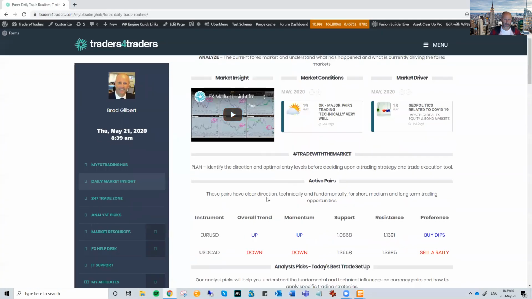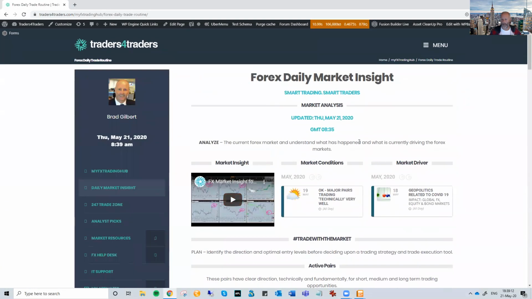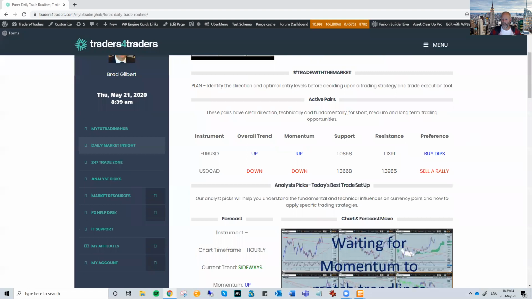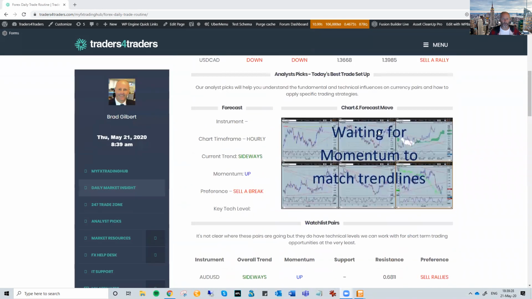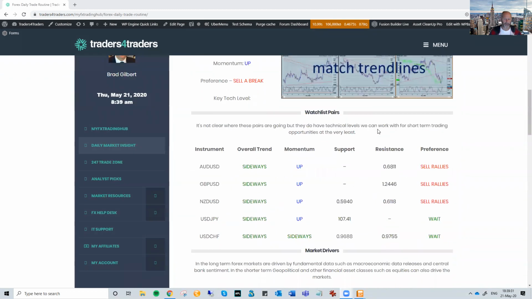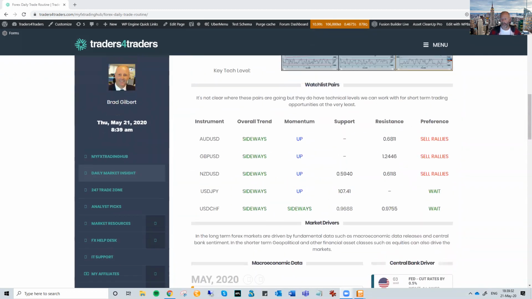There's been no change. If I come back to the Forex Daily Market Insight, no change in the active pairs. The active pair is still euro and dollar CAD. Euro still looks like it wants to go up. And dollar CAD looks like it wants to, well, not necessarily go down, but it's still down there. So I'm waiting for clearer momentum for a trading opportunity, and the watch list pairs are pretty much the same as they were the day before.